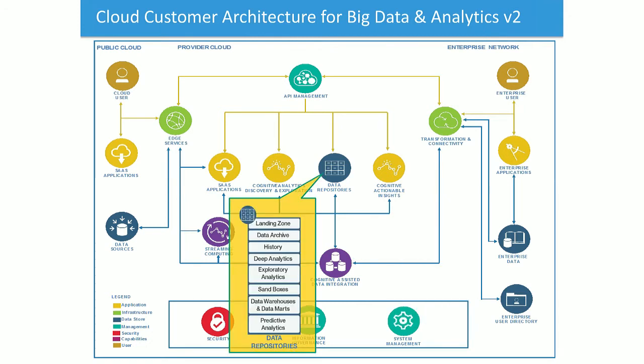Let's move to the next chart, which talks about the data repositories. Again, this was in version 1 already. So these really encompass all kinds of data repositories, and then we can separate them into different zones, for landing zone or for archive purposes, and then a different zone for deep and exploratory analytics, such as we can create sandboxes for data scientists, right? And then we also could have data warehouse and data marts in there as well.